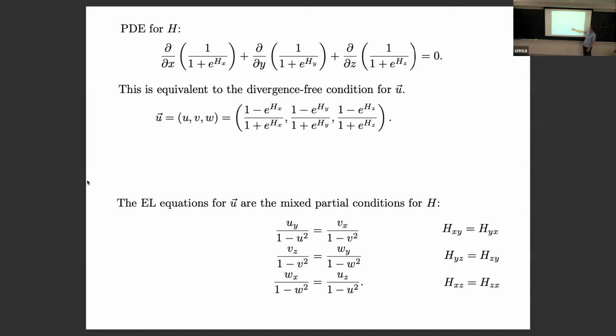And the kind of cool thing which we learned, which apparently not very many people know, is that the duality connects the Euler-Lagrange equation for the vector field with the mixed partial equations for the gauge. And conversely, the PDE for the Euler-Lagrange equation for the gauge corresponds to the divergence-free condition for the vector field. It's kind of a weird duality, which we learned about.